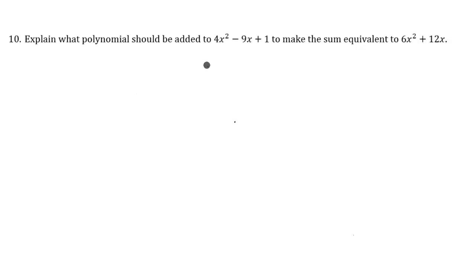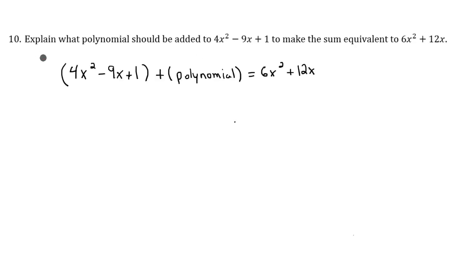Question number 10 is asking us what we need to add to this trinomial right here to make it equal this binomial right there. So basically this is what we have going on in this problem. What do we need to add to this part right here to make it equal this part? So if we're going to solve this and we want to get this polynomial by itself, we would want to subtract all of this from this side.